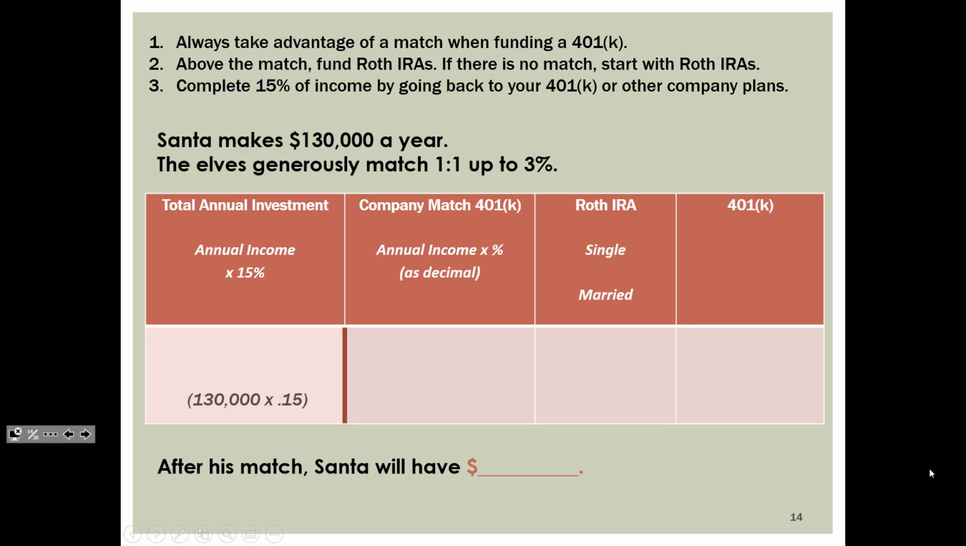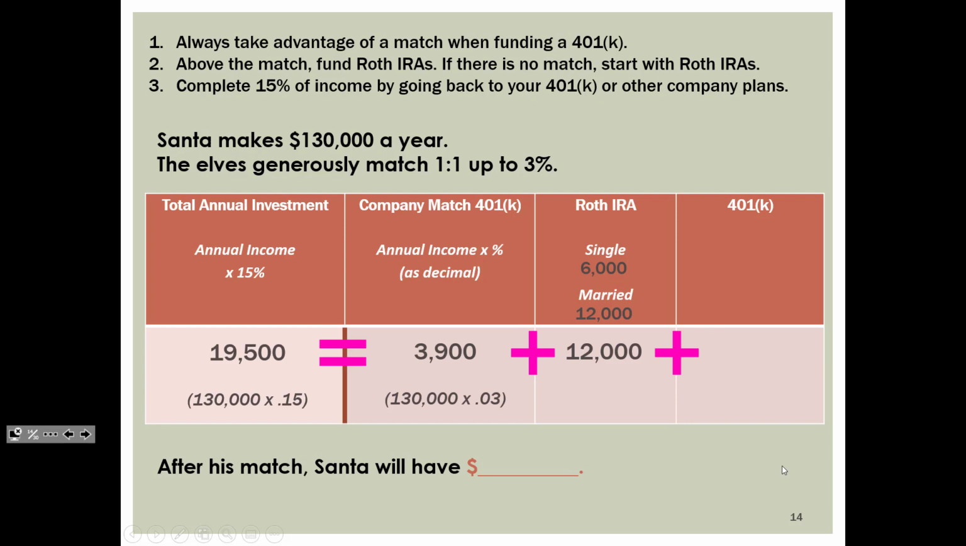So it's 15%. We take 130,000 times 0.15, and Santa's going to try to earn $19,500. The very first thing we want to take advantage of is that match. So $130,000 times 0.03, that's 3% as a decimal, means that Santa's going to put $3,900 into his 401k to get his free money. Next, we need to figure out if he puts enough in for a single IRA or a married Roth IRA. So remember, single is $6,000, married is $12,000. So Santa is married, so he gets to put a $12,000 chunk in there.